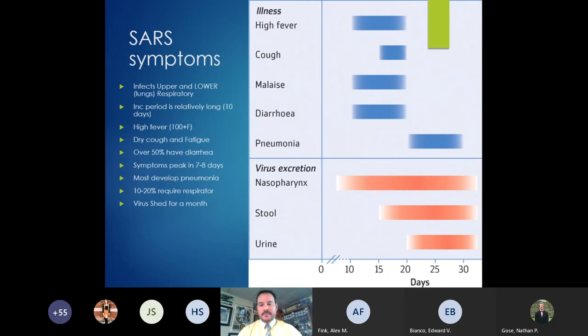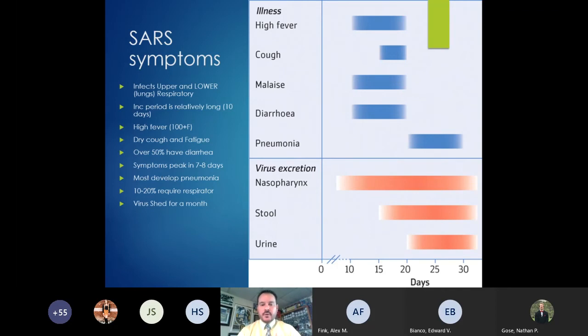And that was the really key kind of lower respiratory infection symptoms that would progress potentially to some really significant respiratory symptoms, where 10 to 20% would require a respirator. And then again, overall mortality rate was about 10% for SARS. The interesting thing, again, as you can see from the chart in red, this virus was shed for about a month.